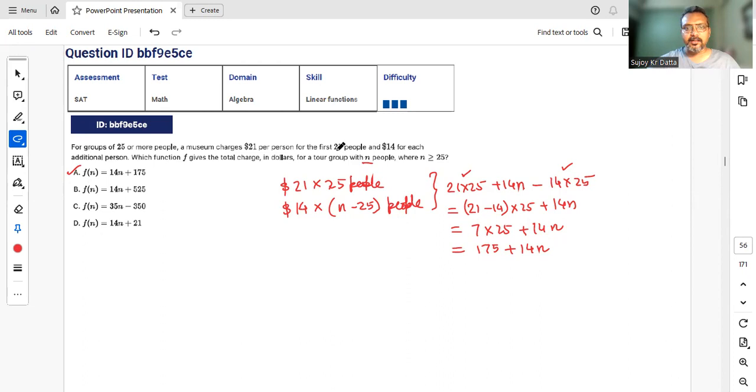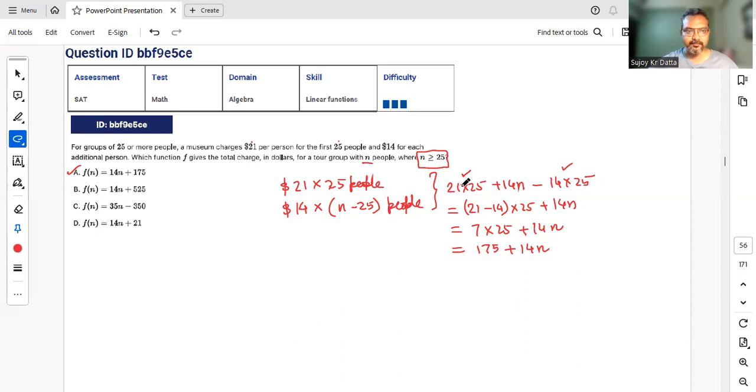Alternatively, you can just do a simple plug in: 25 people, n is 25, and check which option gives you 525. Because 25 times 21 is basically what you need. So if you plug in, you will get that answer as well. I hope this is clear now. Let's move on. But one thing here, just don't try to plug in n as 1, because then it won't work. It's given here n is 25 or more, right? So you have to plug in 25 to verify if you want to verify the answer choices.